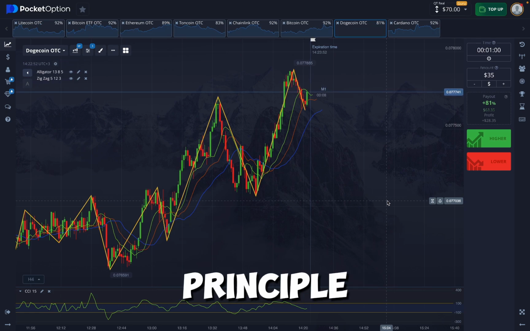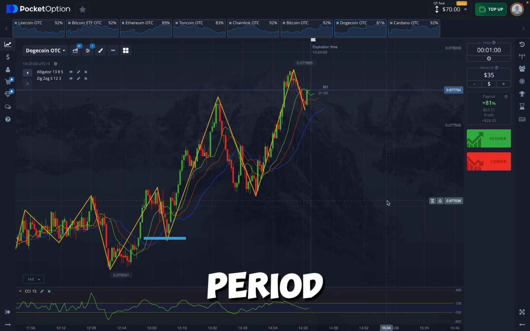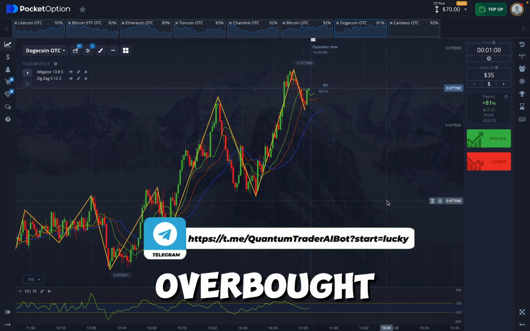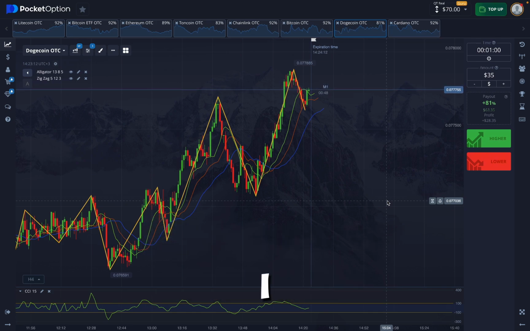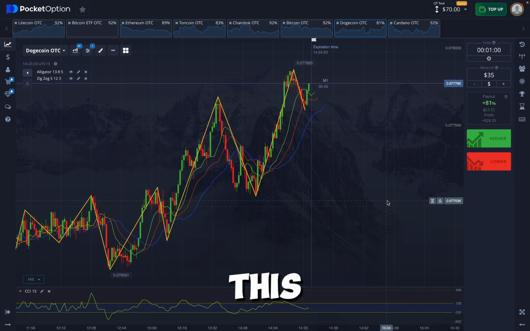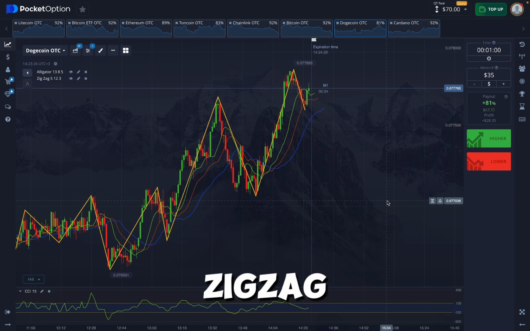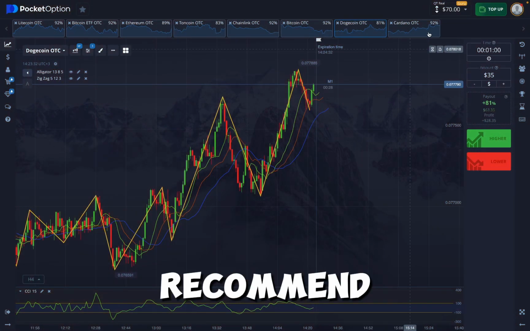The main principle of work on this bundle is to use them alongside a CCI oscillator with a period of 15. I will observe the overbought and oversold areas so that at some point I have an opportunity to open a trade against the trend direction. This oscillator will help me in this. It's a simple enough strategy, and also, instead of zigzag, you can use fractal, which I also recommend.